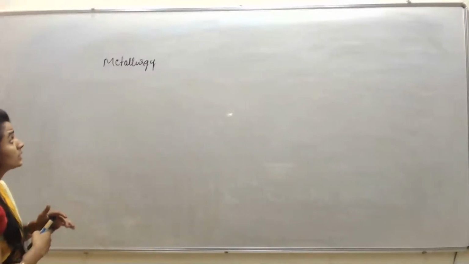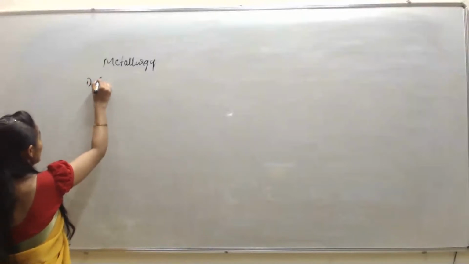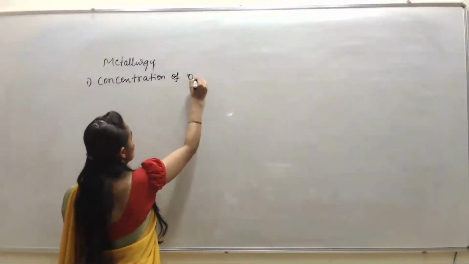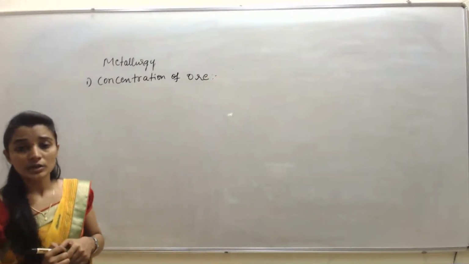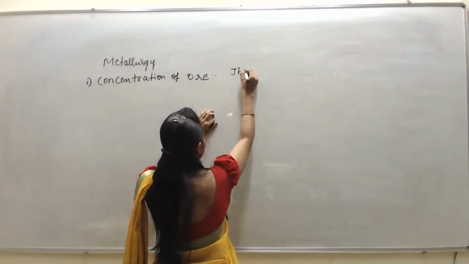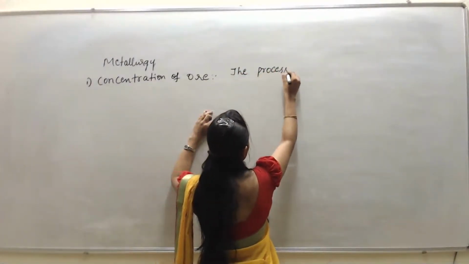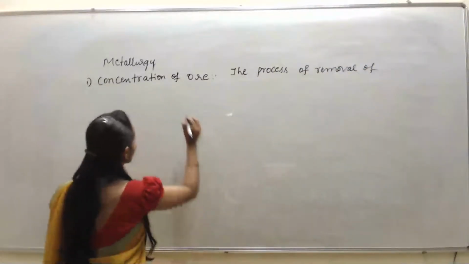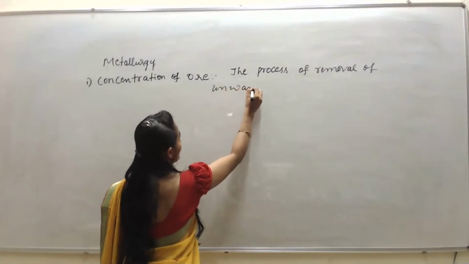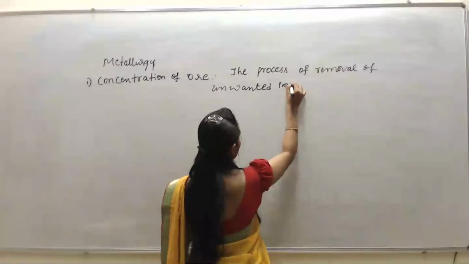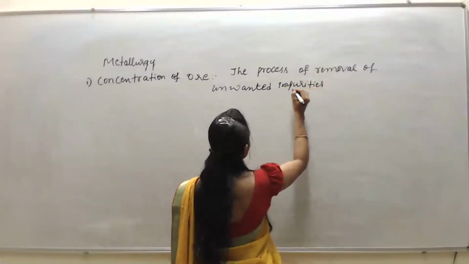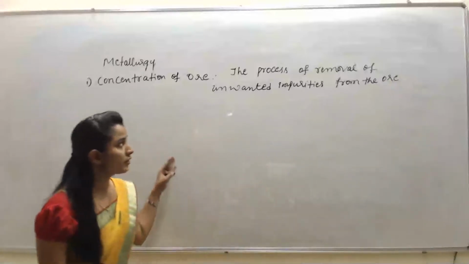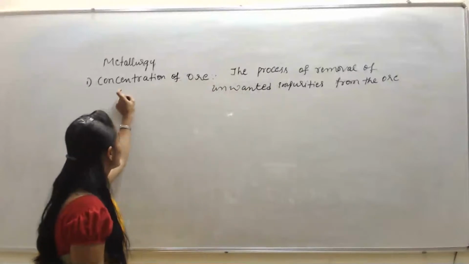Students, I told you the first technique in metallurgy is the concentration of ore. Okay, what does concentration of ore mean? The process of removal of unwanted impurities from the ore. Okay, just ore. The process of removal of unwanted impurities from the ore is called concentration of ore.